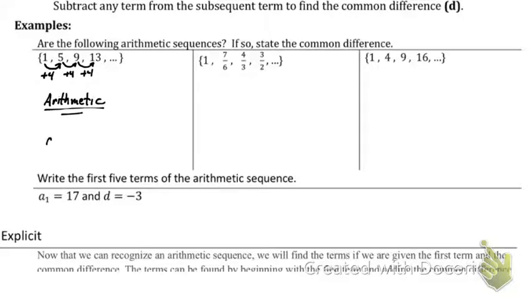And our common difference, our d, is going to equal 4. Those are the two things he asked. Is it arithmetic? Yes, it is. Come up with your common difference. It is 4.